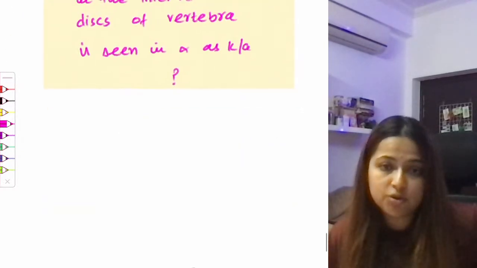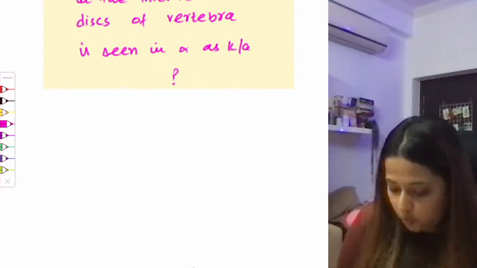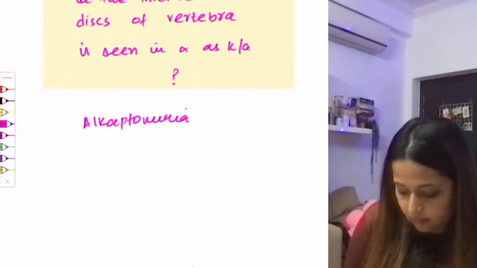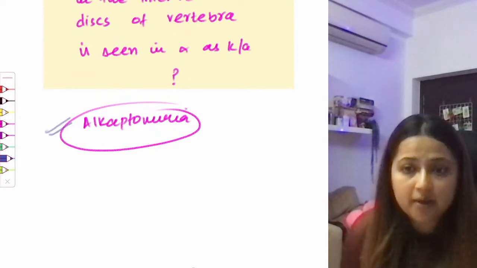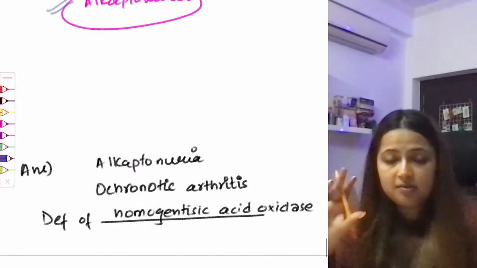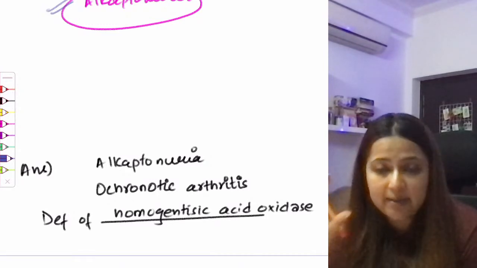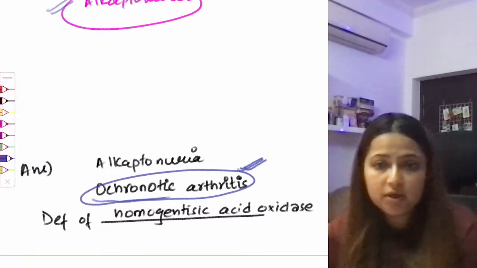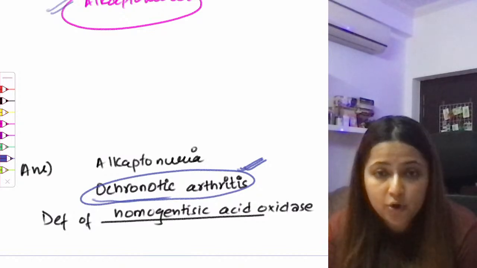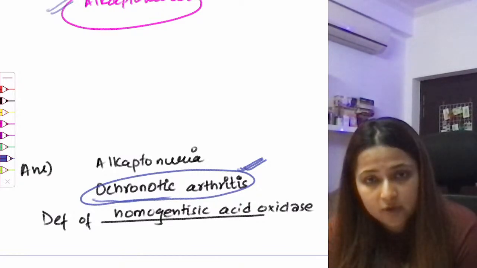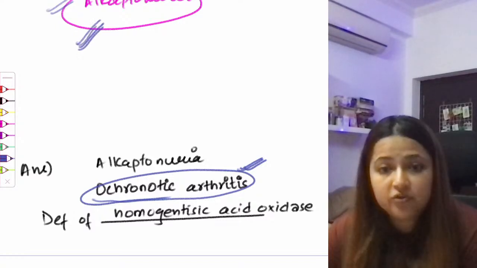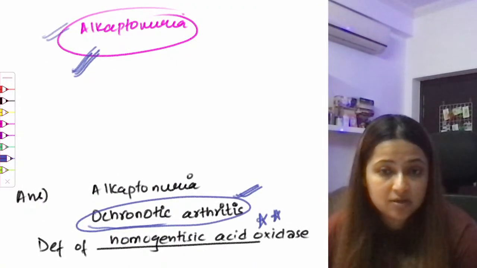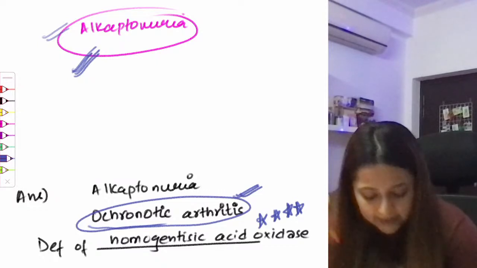Excellent. Yes, Arjun. The answer to this question is, you will see this kind of problem in alkaptonuria. This kind of situation would be seen in case of alkaptonuria. Next, since we talk about the pigment deposition in the intervertebral disc, this is known as ochronotic arthritis. And in alkaptonuria, what you have to remember is what is deficient. So this is also very high yield, guys. Remember, homogentisic acid oxidase is going to be deficient in case of alkaptonuria.